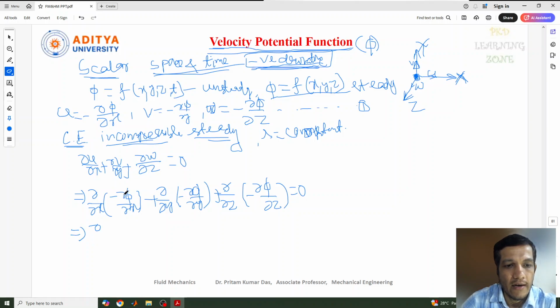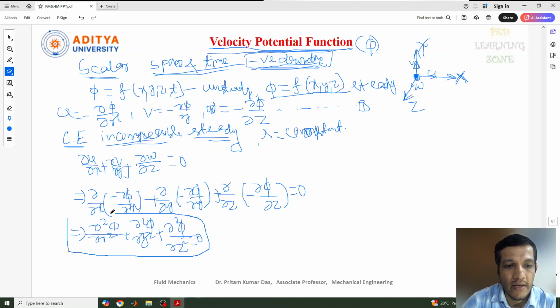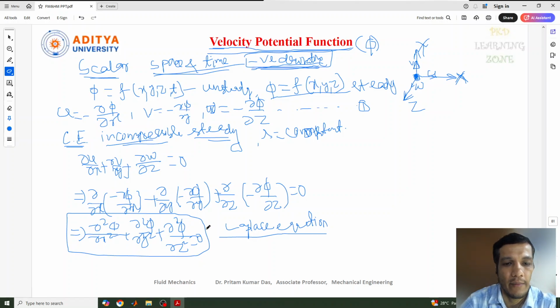Now del square phi by del x square, similarly del square phi by del y square, is very simple, plus del square phi by del z square equal to 0. So this is the equation we have seen in mathematics, called the Laplace equation. This is the equation which we have seen mostly in M3, Mathematics 3, for those who studied it, maybe in that topic it is there. So this is called the Laplace equation.